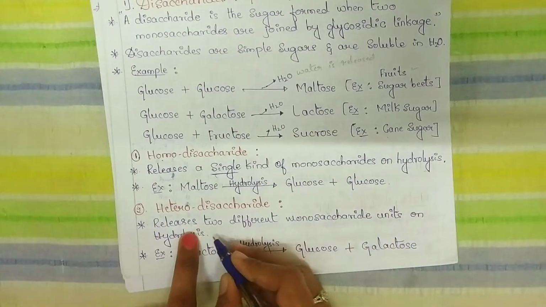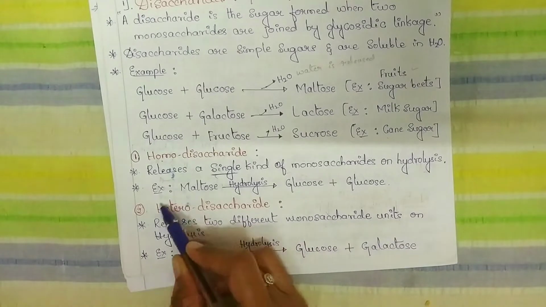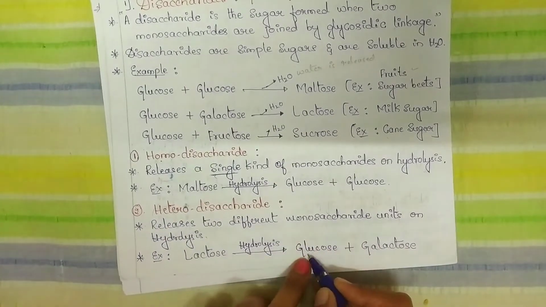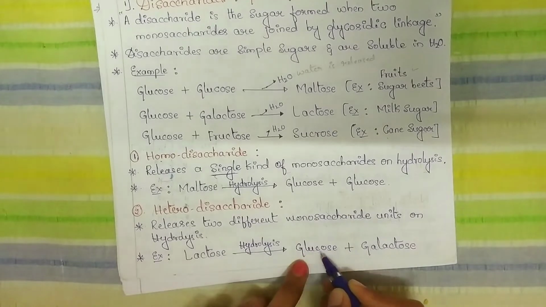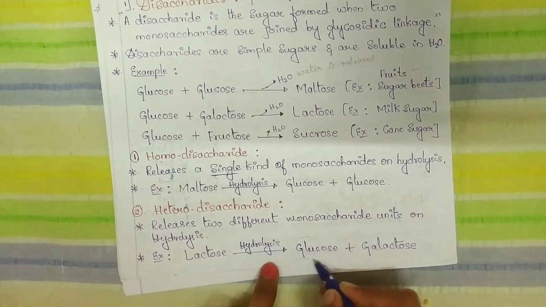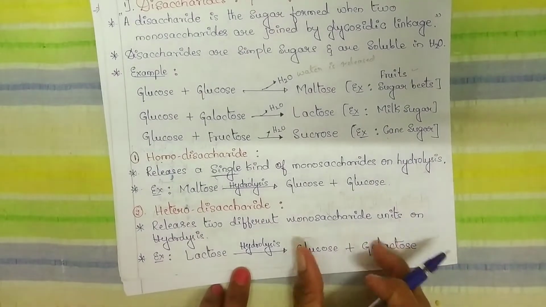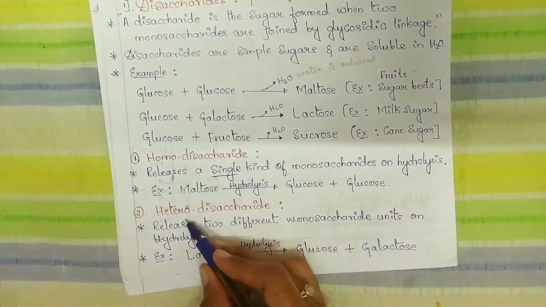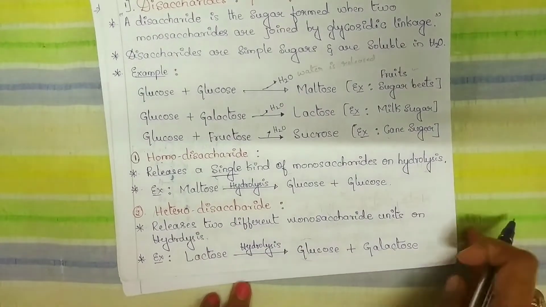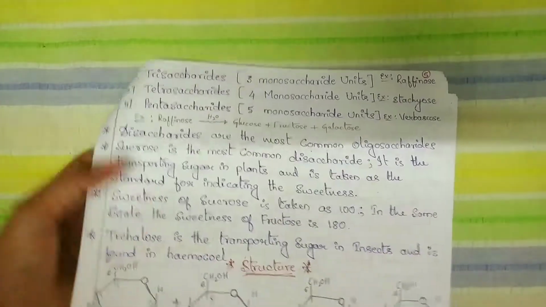Disaccharides which give two different monosaccharide units on hydrolysis come under the heterodisaccharides. For example, lactose on hydrolysis gives glucose plus galactose. Here you can look at the monosaccharides: glucose is one monosaccharide and galactose is another different monosaccharide. These two molecules are different, that's why these are heterodisaccharides. Di means two molecules. So I hope you understood this. Now we will move on to the next type.